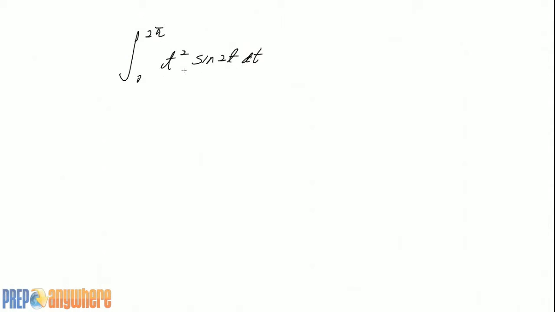Okay, so we have a product of t squared and sine of 2t. Here I think it's obvious to pick u to be the t squared, because that's the thing that gets simplified when you differentiate it. Right? Let's pick dv to be sine of 2t dt.